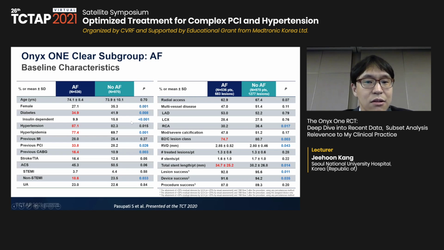Even in the baseline clinical characteristics, the AFib population had a lower percentage of diabetes. Hypertension and hyperlipidemia were slightly higher in the AFib population, and previous PCI was also slightly higher. However, there were fewer B2C lesions in the AFib population, and the total stent length was shorter, which again confirms that the AFib population might have a slightly lower clinical risk compared to the non-AFib population, whereas the AFib population is a high bleeding risk population because of the medications that we prescribe.